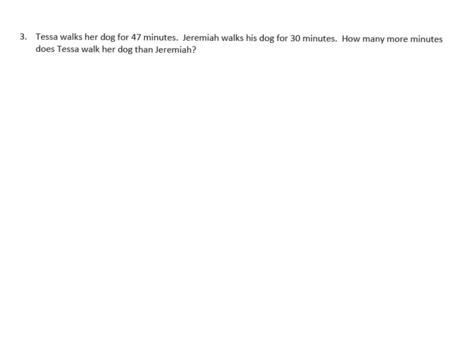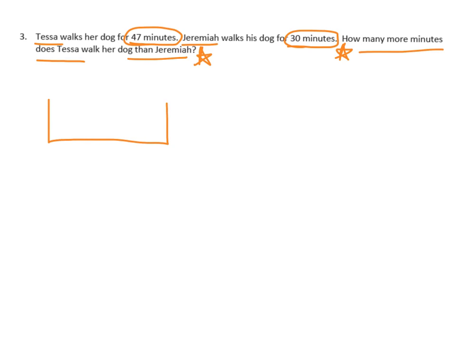Okay, let's take a look at number 3. It says Tessa walks her dog for 47 minutes. Jeremiah walks his dog for 30 minutes. How many more minutes does Tessa walk her dog than Jeremiah? So what I'm going to do for this one is use a tape diagram. This time I'm going to make one piece of tape, and I'm going to label that T for Tessa.